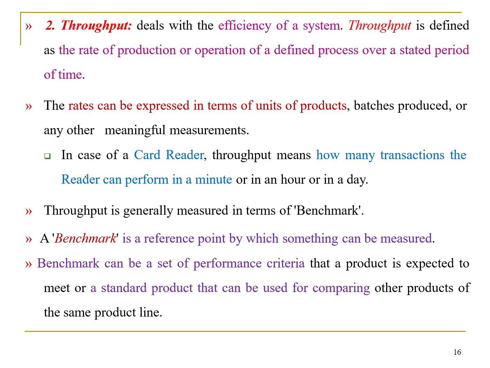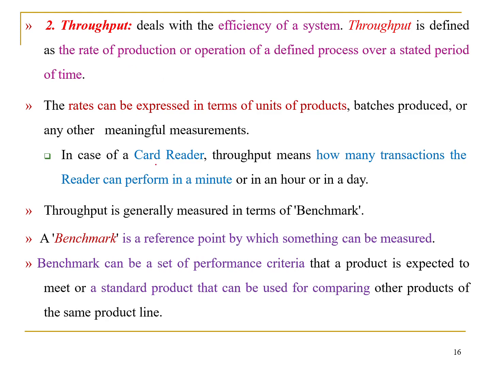For example, if you have a card reader, the card reader should be able to read the card, or the throughput of that card reader is measured by how many times your card reader is going to read the card in a given amount of time, or maybe in a minute, or maybe in an hour. So that is what it means. For example, if you have a machine which is going to produce some product, how many products that machine is going to produce in a given amount of time, that is called throughput.